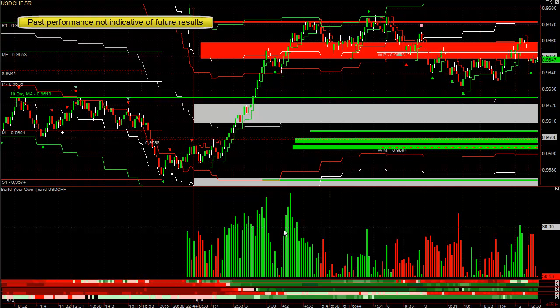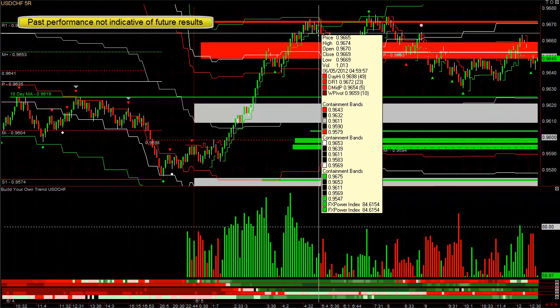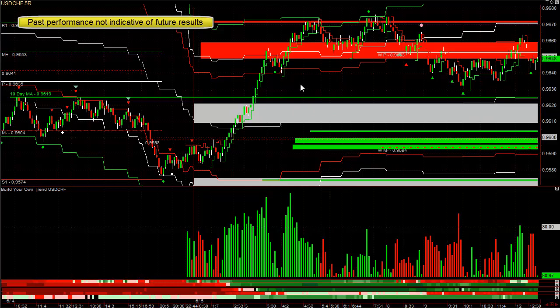This pullback here also really had virtually no weakness. You have a buy signal right here. If you waited for the trailing stop to get in, you might be in here around 50, and you're out at 65. You only made 15 pips.